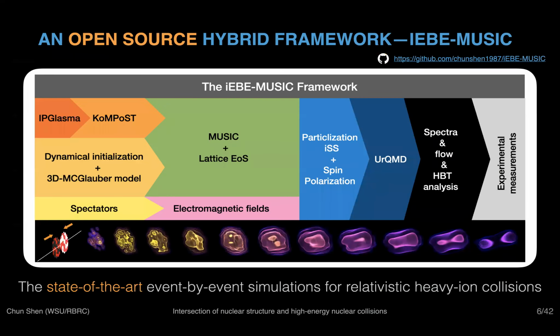The numerical package I'm working on is called the IEB MUSIC framework. It's a hybrid, multi-stage framework. You can block it in this way. In the initial state, we have IP-Glasma, then you can connect to some effective kinetic theory. These are in two dimensions, assuming boost invariance. In the three-dimensional case, we have these 3D Glauber models that I will talk about in this talk.